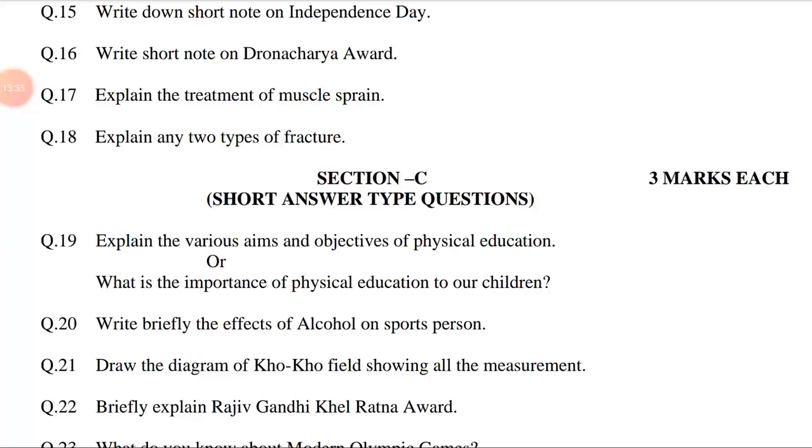Question number 16. Write a short note on Dronacharya Award. This question is related to chapter number 7, National Games. The answer may be: write down a few lines about Dronacharya. Then, in which year was the Dronacharya Award introduced by the Government of India? To whom is this award presented? How much cash money and other things are awarded to awardees, etc.